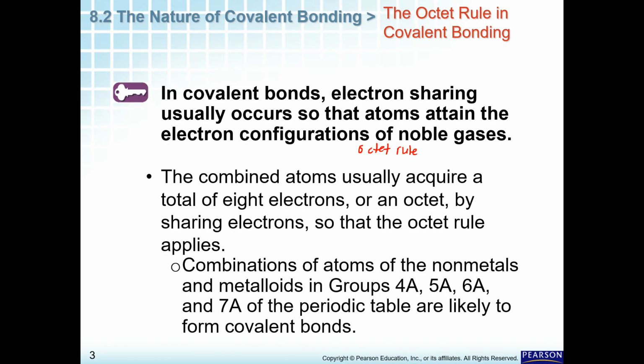Things that are going to do the sharing of electrons are all my nonmetals, because covalent bonding is between two nonmetals or metalloids. This involves groups 4A, only some of those elements, not all of them. 5A, 6A, and 7A are going to be the ones that likely are going to form those covalent bonds because those are the groups that are majority nonmetals.